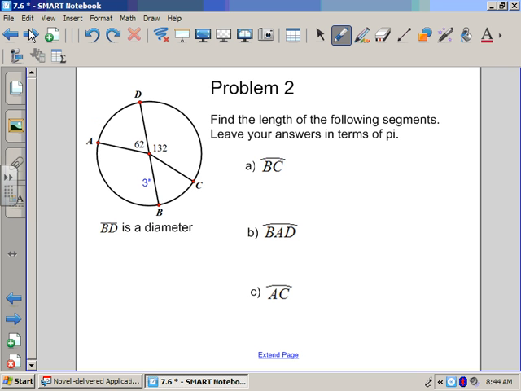Problem 2, this time we're going to actually find the length of the segments and leave our answer in terms of pi. Notice this time I actually had to give you the length of the radius. Go ahead and pause the video and try these now.